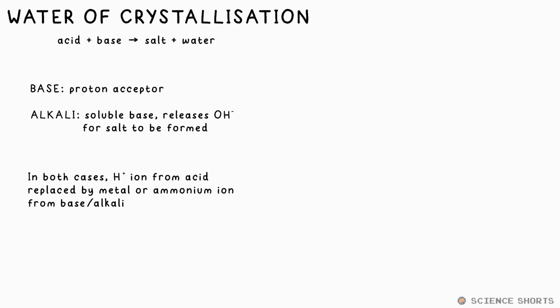A salt is made when an acid reacts with a base or alkali. We should probably distinguish between a base and alkali, really. A base accepts H+ ions, protons, while an alkali is a soluble base that releases OH- ions to make a salt. In both cases, though, the H+ ion of an acid is replaced by a metal or ammonium ion.